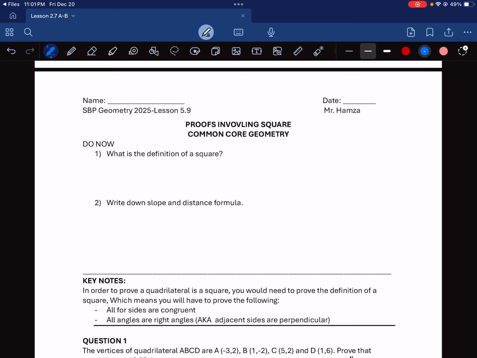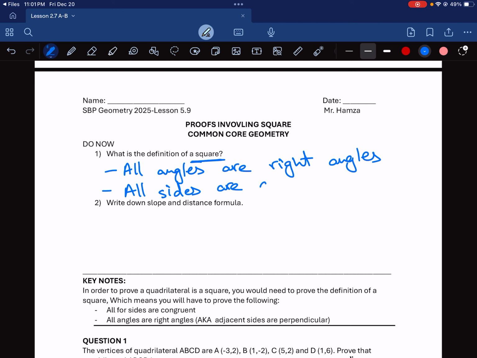Welcome to lesson 5.9. This lesson is about proofs involving squares. As always, we're going to go over the definition of that quadrilateral, in this case, a square. Remember that a square has two things: all right angles, and all sides are congruent.